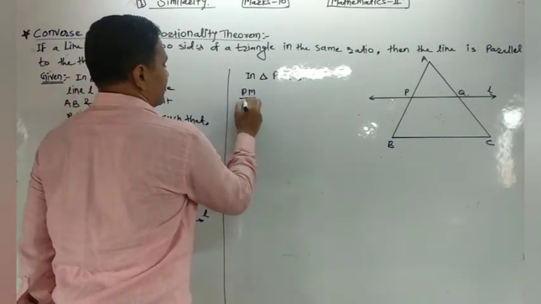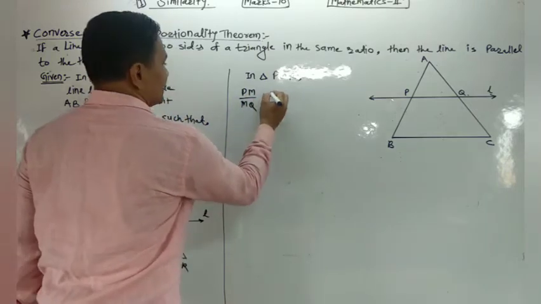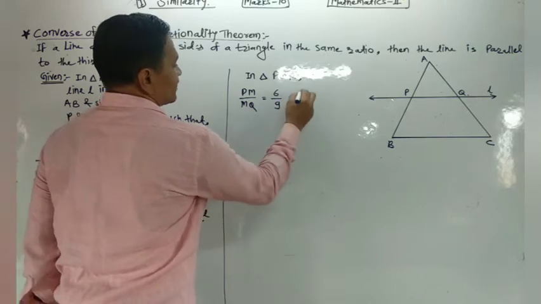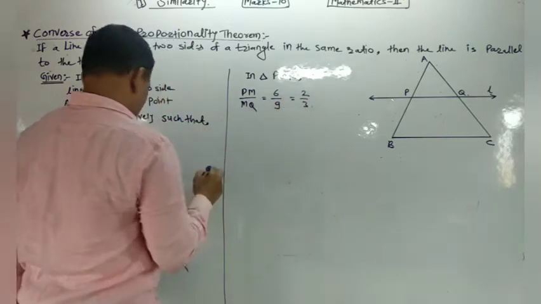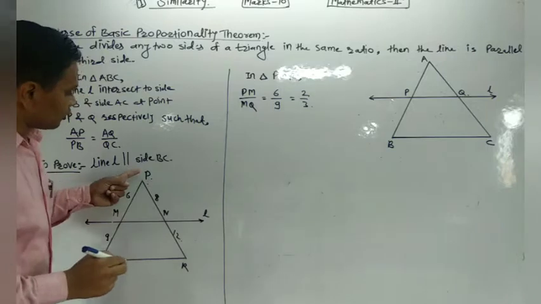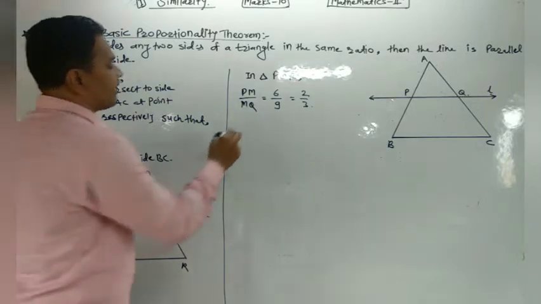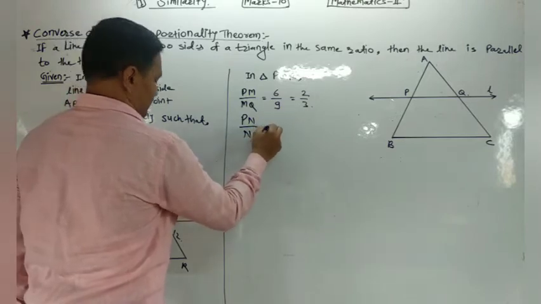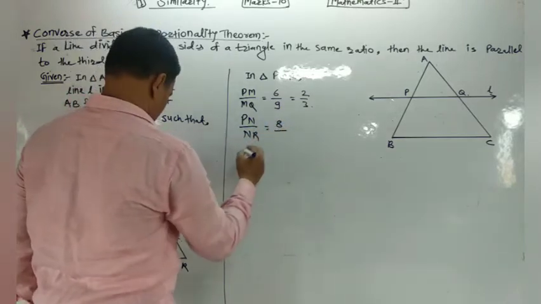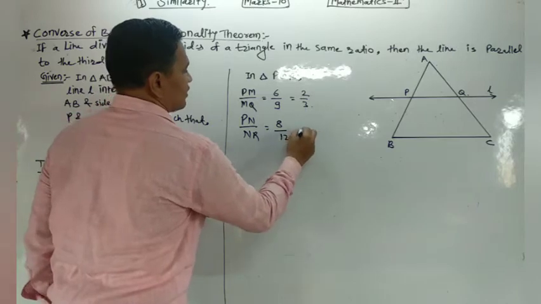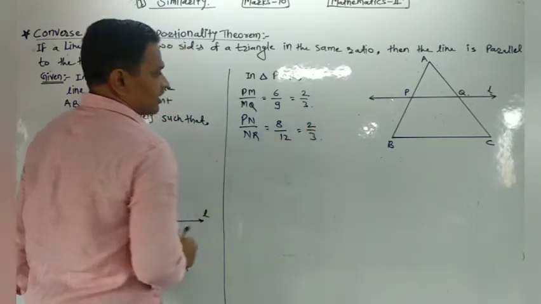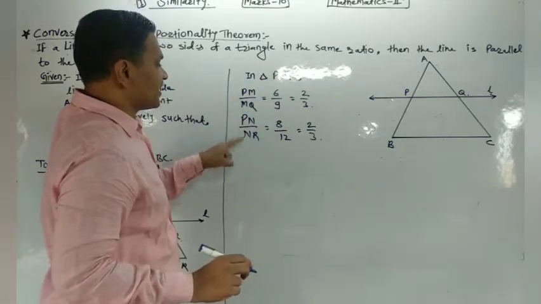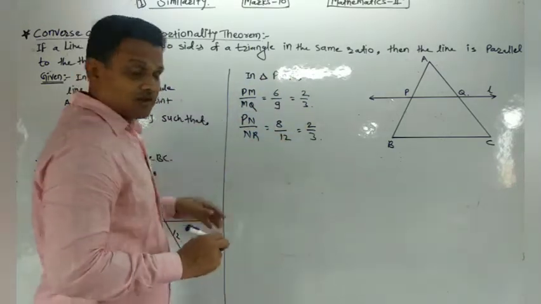PM by MQ. PM is 6, MQ is 9. We get the value 2 by 3, right? Now another ratio, PN by NR. PN is 8, NR is 12. 4 eights are 8, 4 threes are 12. Means the value of PM by MQ is 2 by 3 and the value of PN by NR is 2 by 3. Means the ratios are equal.